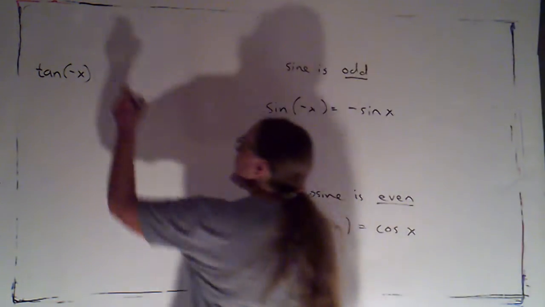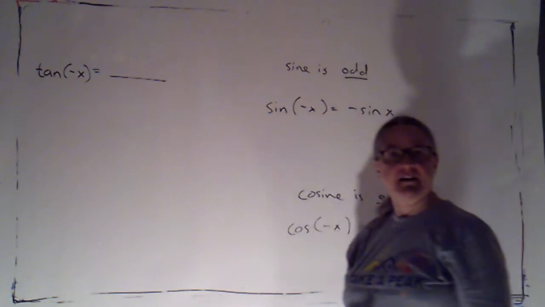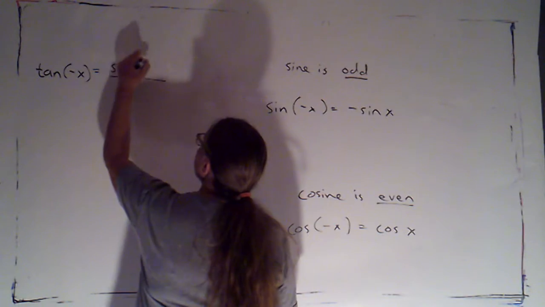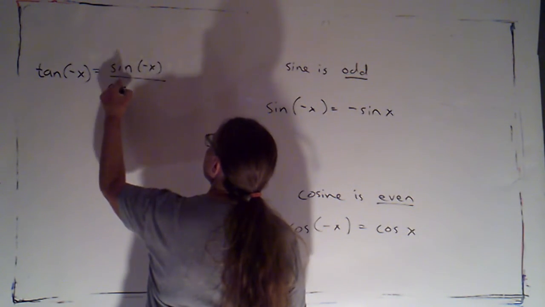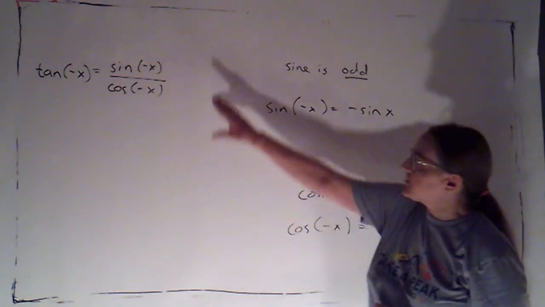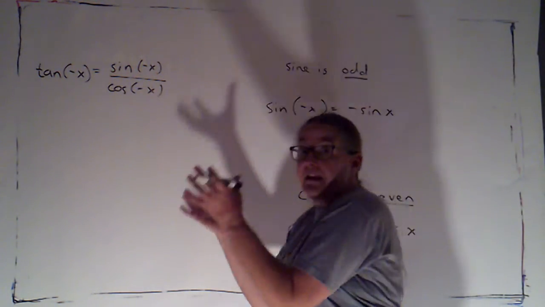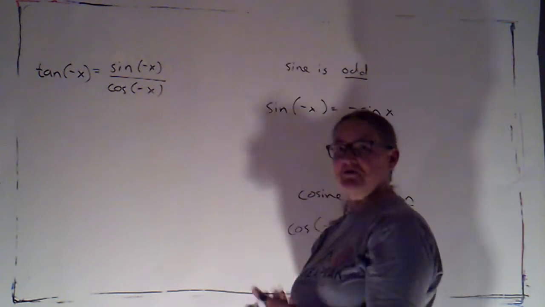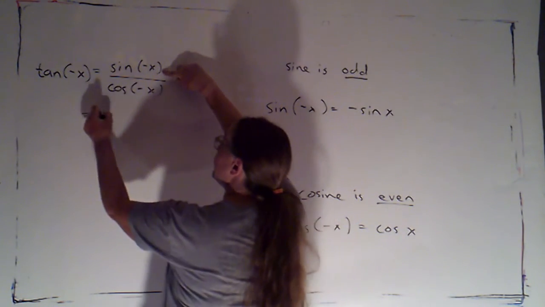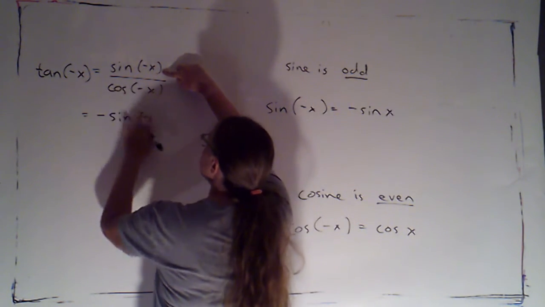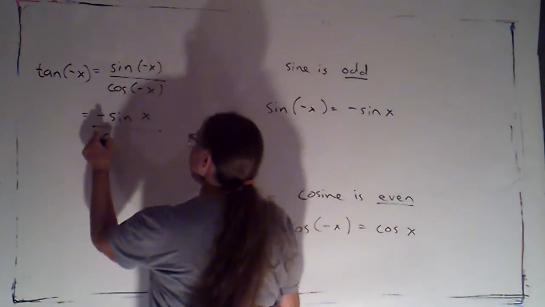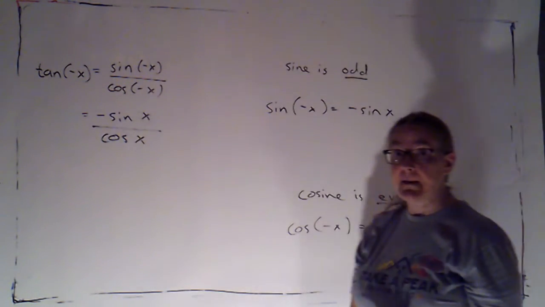So what I'm going to do is say, I can use my quotient identity. I can write tangent in terms of sine and cosine. So tangent of negative x is the same as sine of negative x over cosine of negative x. That's just using the quotient identity that tangent of anything is sine of that thing over cosine of that thing. But now I can use the fact that sine is an odd function. So the top of this fraction becomes negative sine x. And cosine's an even function, so the bottom of the fraction just becomes cosine of x.